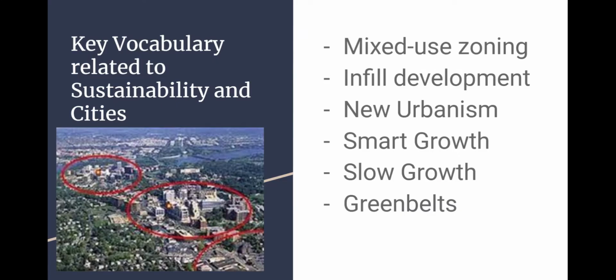So think about cities. There's kind of two ways that they typically can grow. They can grow up at higher densities, usually within the city, or they can grow outward at lower densities, usually through things like single-family homes on the outskirts of cities. So thinking about that question of how cities grow, here are some key vocabulary we're going to talk about: mixed-use zoning, infill development, new urbanism, smart growth, slow growth, and green belts. Those are the six terms that are going to be important.